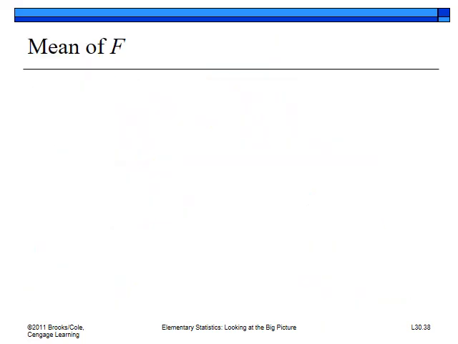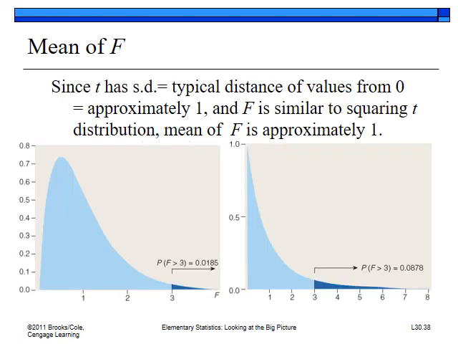Now, we've seen a picture of what the F distribution might look like. Let's talk about where it's centered. Remember that t has a standard deviation that's the typical distance of values from 0. Because it's standardized, it's approximately 1. Since f is what we get when we square t, that means that the mean of the f distribution is also approximately 1.